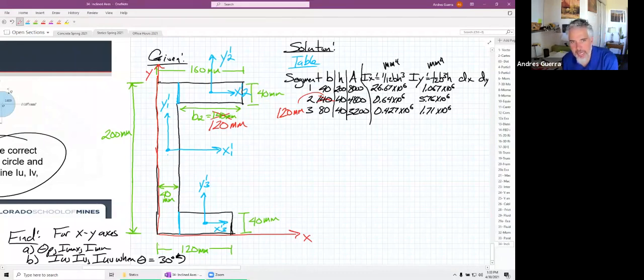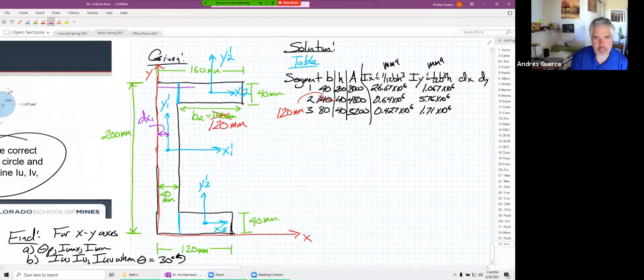Now, how about dx and dy? Dx, remember, this is the distance between the blue axis and the red axis. So this right here would be dx for segment 1. This distance here would be dx for segment 2. And this distance here would be dx for segment 3.